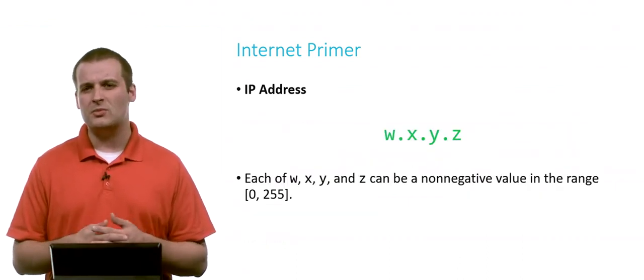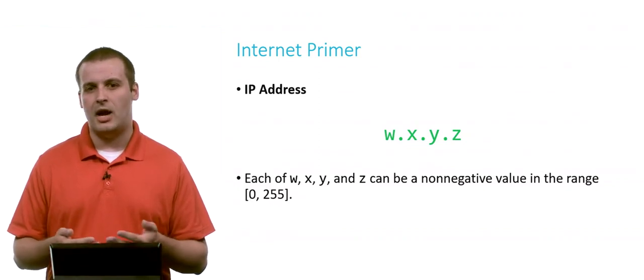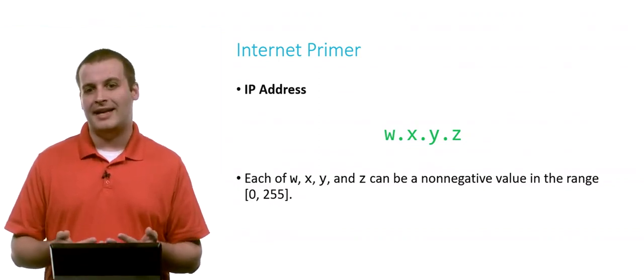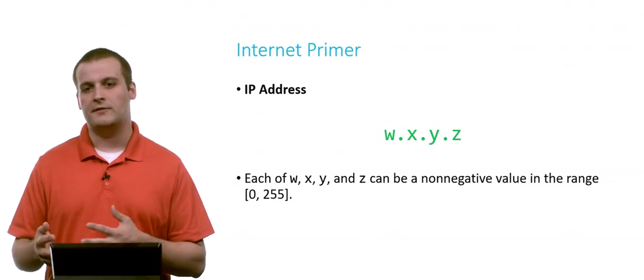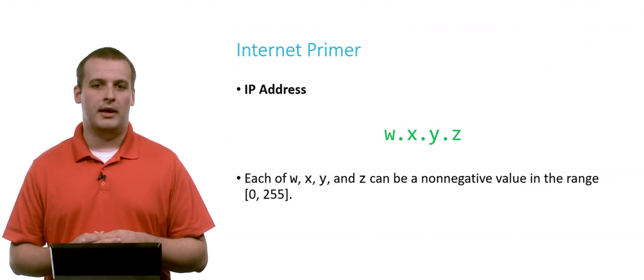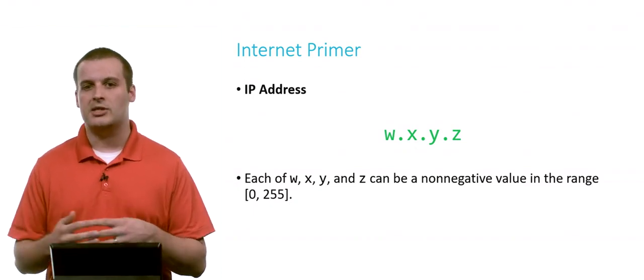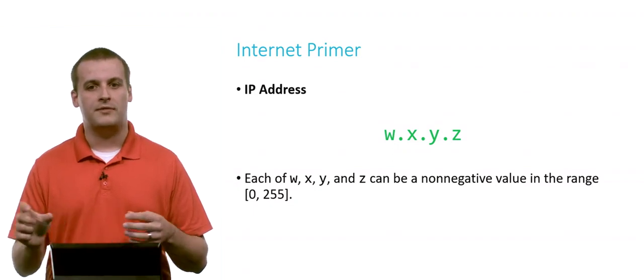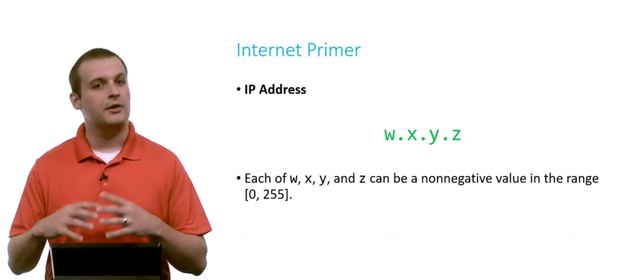And so an IP address just looks pretty much like this, w.x.y.z, where each one of those letters represents a non-negative value in the range of 0 to 255. Recall that an 8-bit number can hold 256 distinct values, and so that's why our range is 0 to 255. And we have 4 clusters of 8 bits, for a grand total of 32 bits.